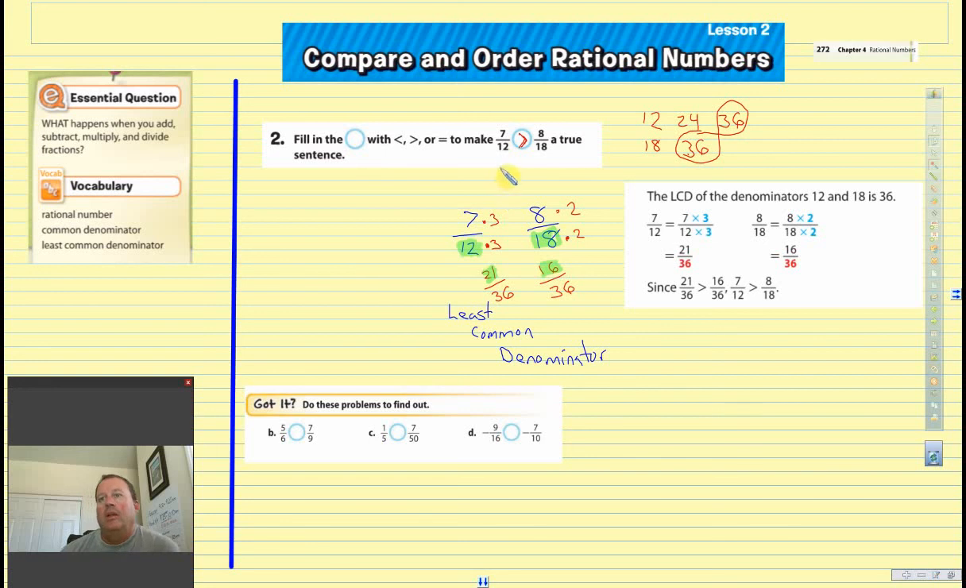Okay, so I'm going to let you try to figure these out using the LCD, the common denominator. Use the LCD to get those to the common denominator, and then figure out which one is greater than and which one is less than.